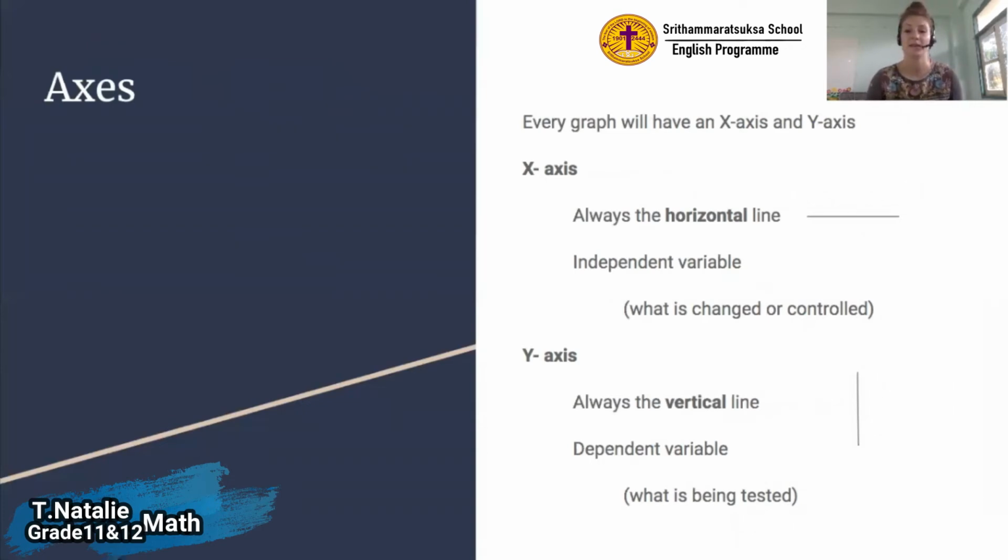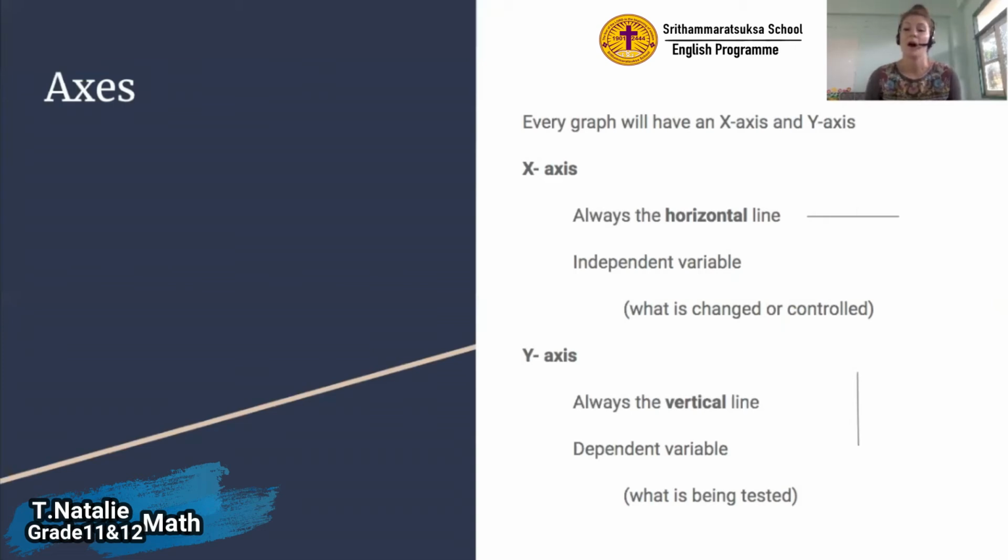The x-axis will be the horizontal line. Remember, horizontal will be this way, and it will be the independent variables. Independent variables are what is changed or controlled. So time would be an example of an independent variable that is always changing, and we are controlling the time that is passing.